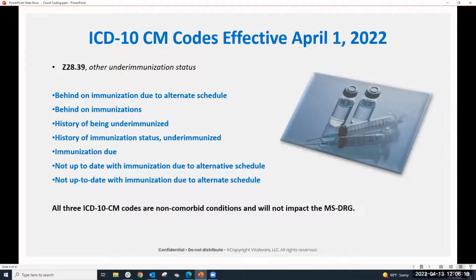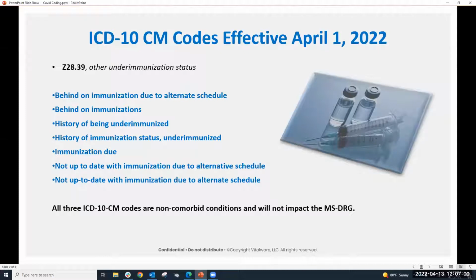So another code that was effective April 1st references all immunizations, not just COVID. So this is Z28.39, and it's other under immunization status. So this is just kind of like a blanket code saying that the patient has a history of being under immunized, or is behind on immunizations due to an alternate schedule. So sometimes patients choose to go a little bit slower on their immunizations than what's recommended for various reasons. So just a reminder, this is for any immunizations. It is not only for COVID immunizations.